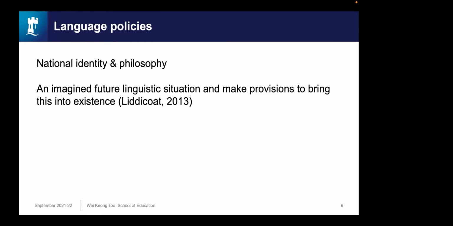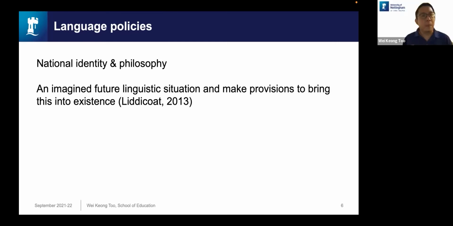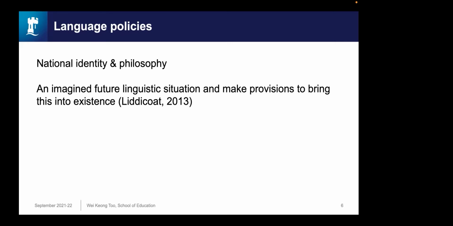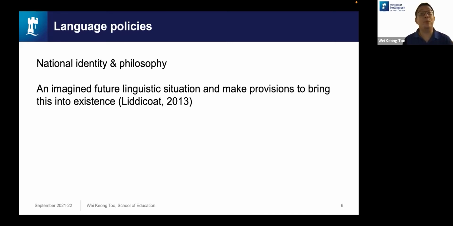And according to Liddicoat in 2013, language policy is an imagined future linguistic situation and makes provisions to bring this into existence. So therefore, language policy is important because it allows us to look at all the different levels of life when this language is put into play. And today, we're looking at education.